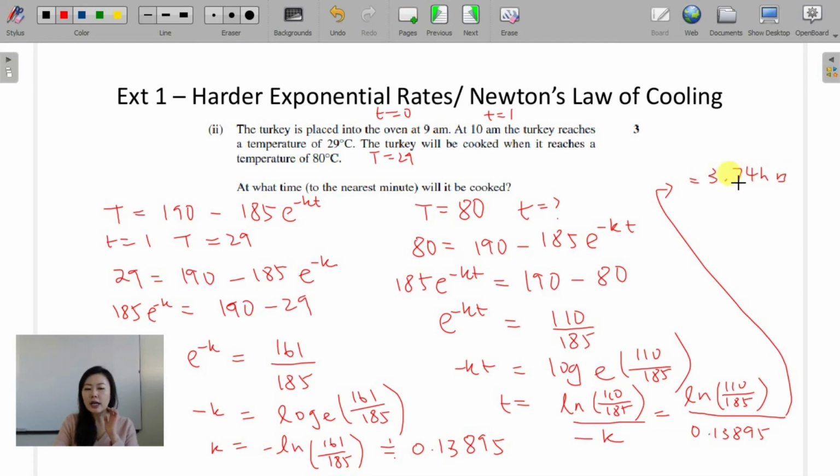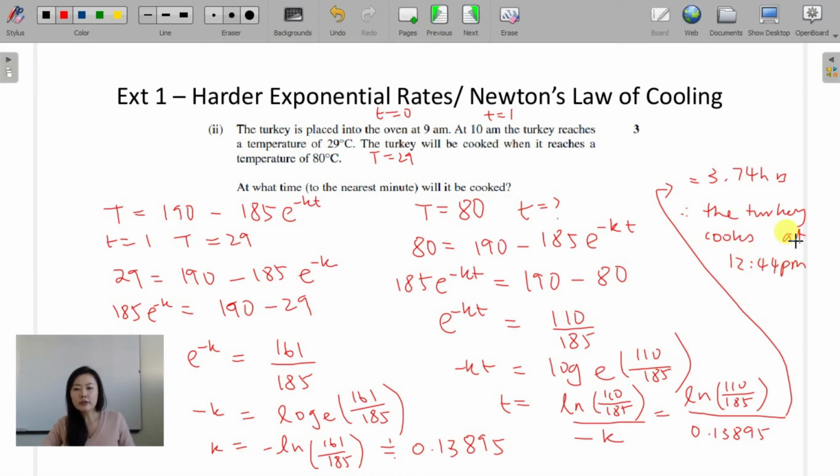Now make sure you answer in the context of the time and to the nearest minute. So add that to 9. You should get, therefore, the turkey cooks at 12:44 p.m.